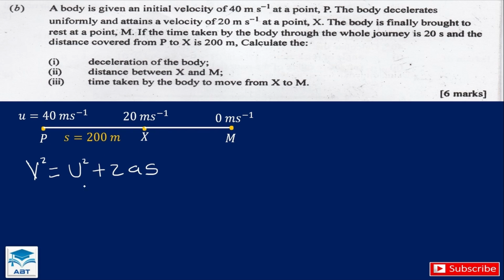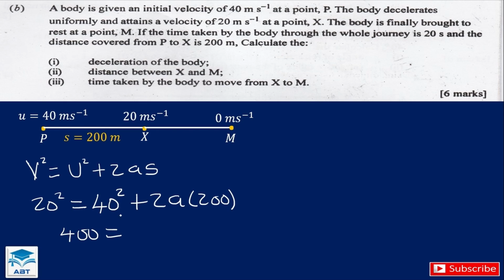And the final velocity here we have 20, so we square it. Initial velocity here is 40 meters per second. We square it plus 2 times the deceleration we are finding times the distance between P and X, which is 200 meters. And now 20 squared is 400, and 40 squared is 1600, plus 2 times 200 will give us 400 times the deceleration.